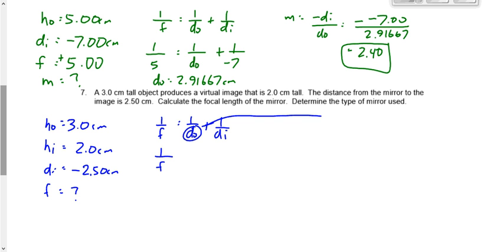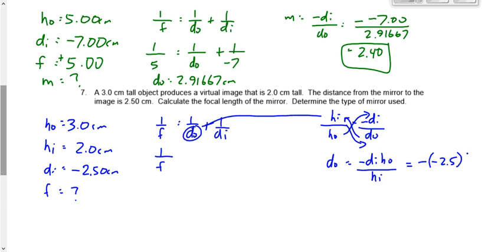Let's say HI over HO equals negative DI over DO. DO goes up, HO goes up, HI goes down. And it looks like this. So we're going to say negative DI, negative 2.5, times HO 3.0, divided by HI, which is 2.0. Gives me a value of positive 3.75. If you get a negative here, something's wrong, because DO should always be positive for us, right?